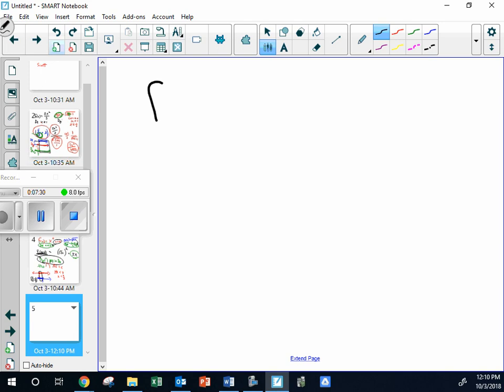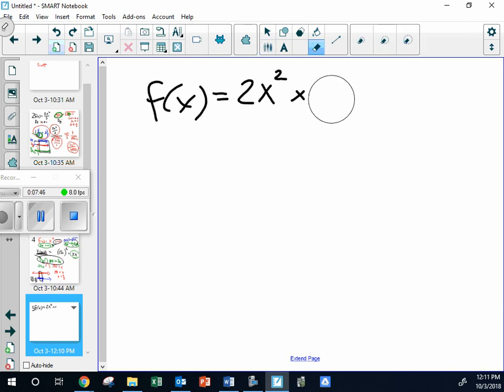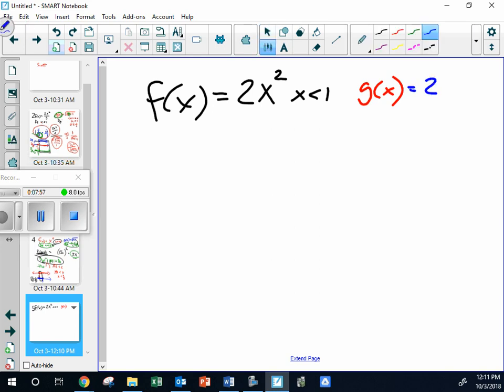Ready? Different one. F of x equals 2x squared, but that would be all reals. So I'm going to say x needs to stay, actually let's say x is less than 1. And over here on the g function, we're going to say that our equation is nice and simple. It's just 2x plus 4. But we're going to make this the square root of 2x plus 4. And then, again, that's not too tough to find the domain.